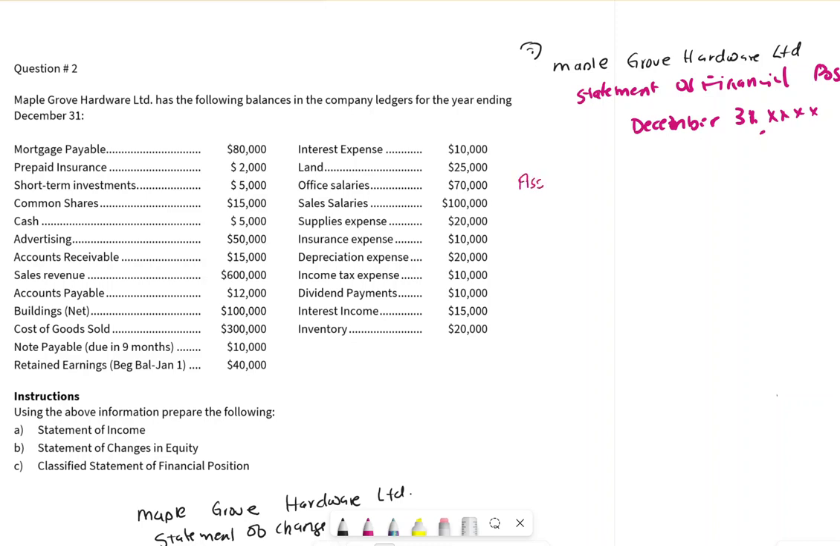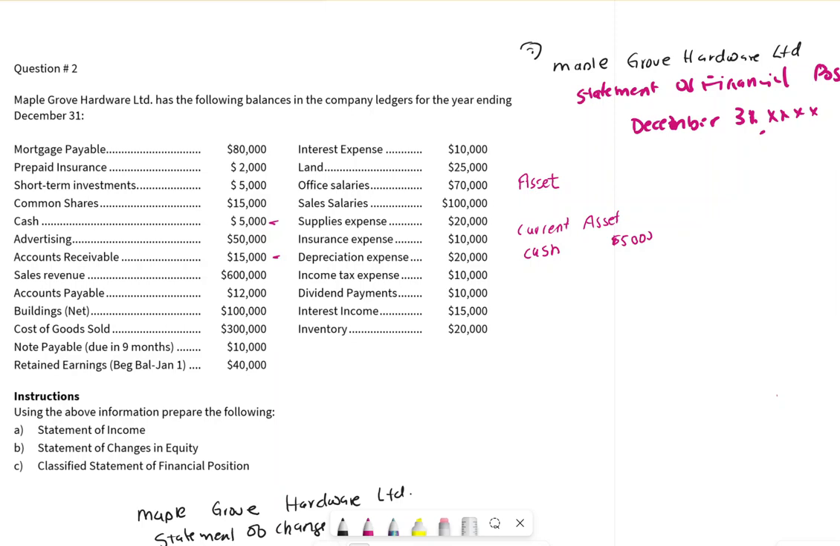Under the asset, what we have is something called a current asset. So current assets can be converted into cash within the short term. So anything that is within the short term will be current. So you have to look at which one is the first one that is the more liquid asset. First one will be my cash. My cash balance is $5,000.